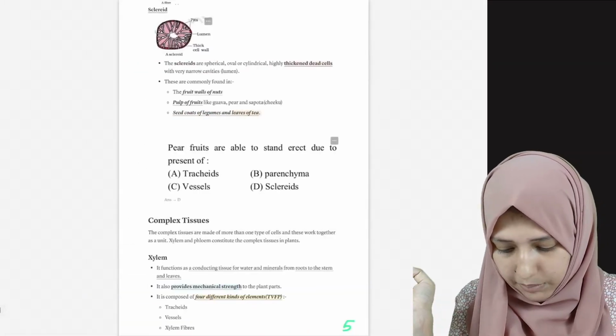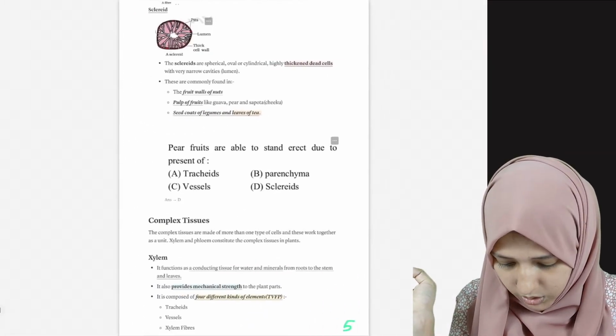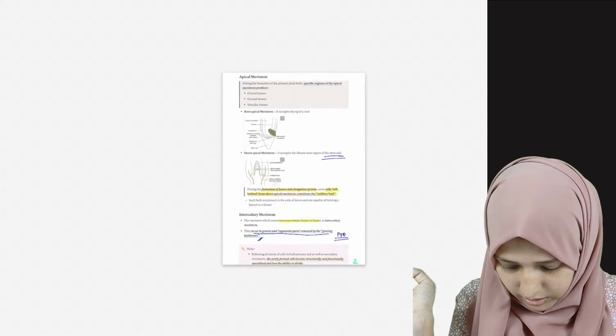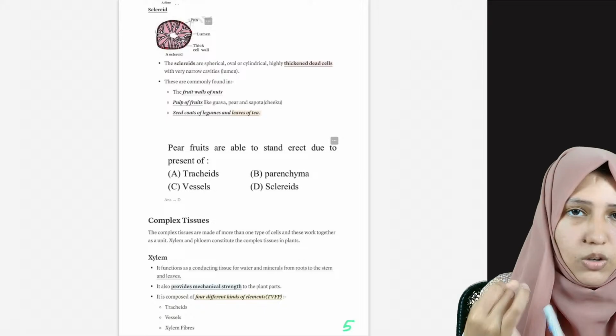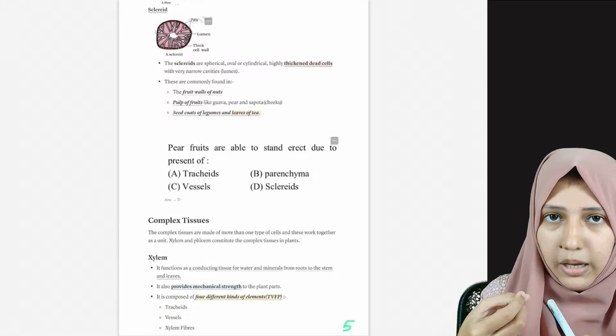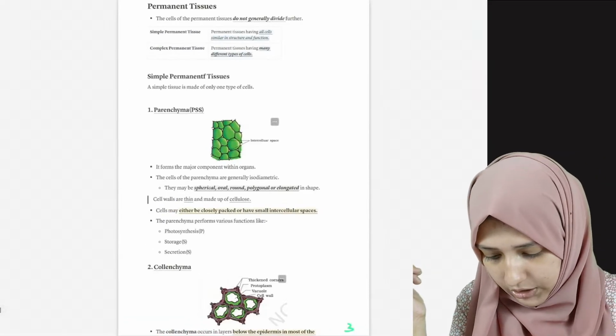Okay. Now this was about primary meristem. Now coming into secondary meristem, as we have discussed, it is fascicular vascular cambium and cork cambium. Okay. Now coming into permanent tissues.